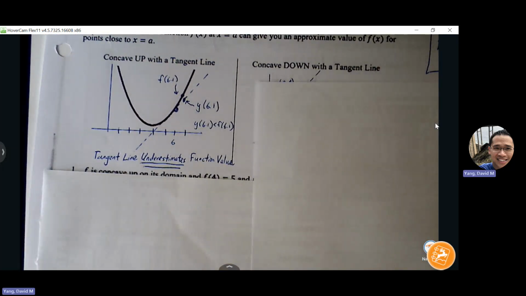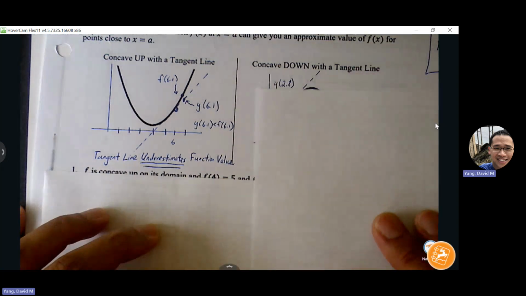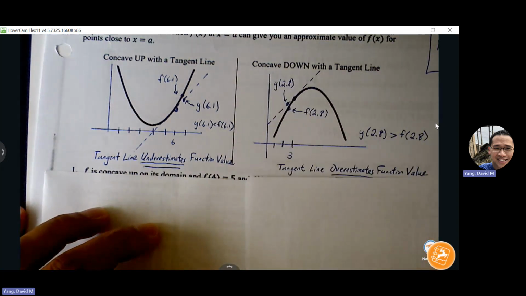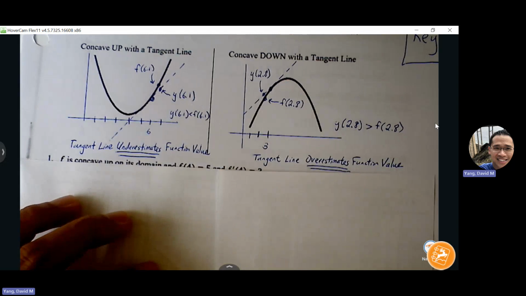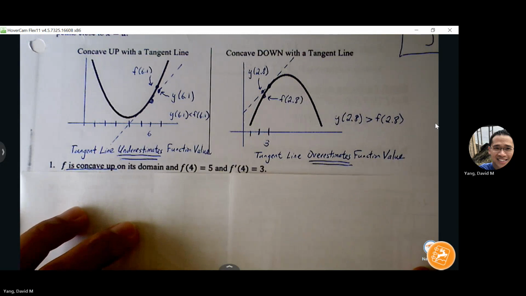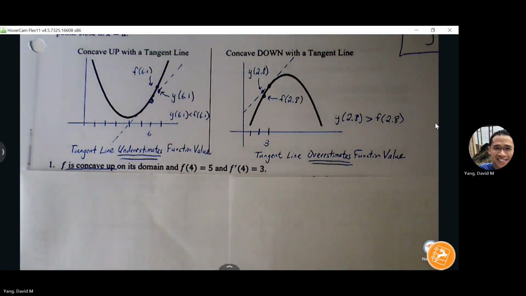So guess what a tangent line is going to do with a concave down graph? Tangent line will overestimate, because your tangent line is always going to skim the surface of the graph in a way where any remaining portion of the line is going to always sit above the graph. And I don't feel like there's any need to memorize this. If you can just draw a graph that's concave up and concave down, you should be able to quickly convince yourself whether your tangent line is going to over approximate or under approximate.